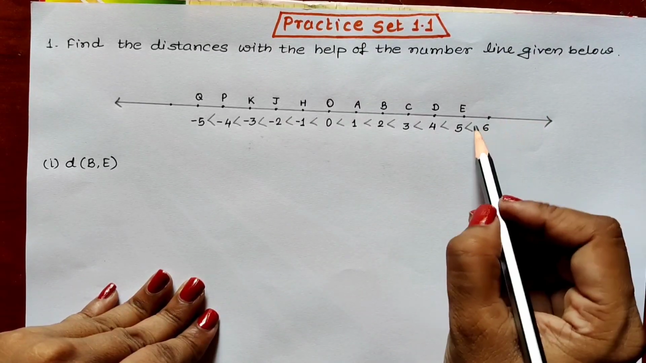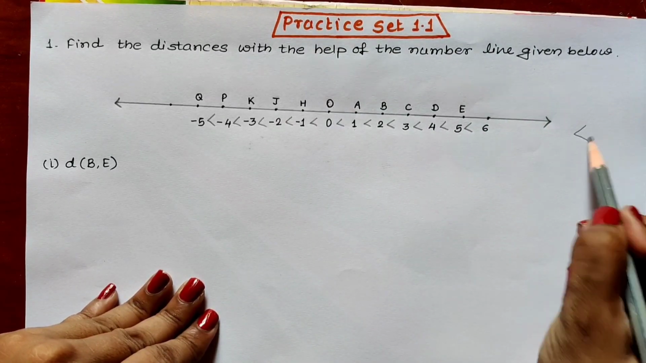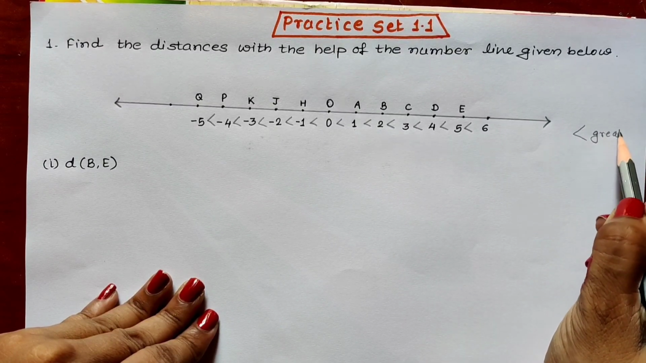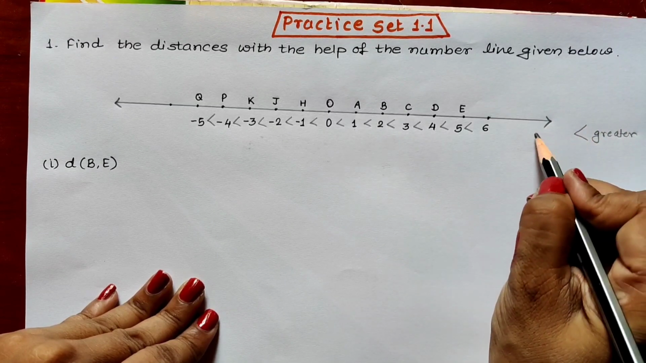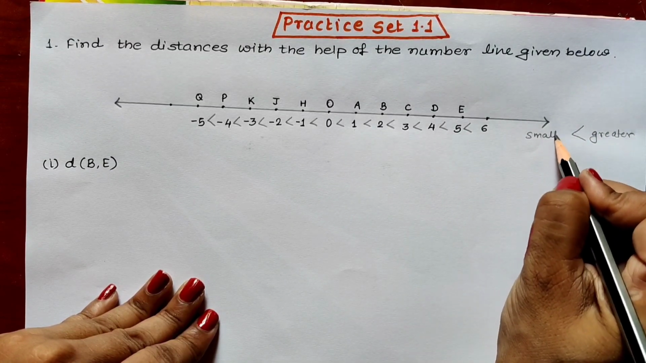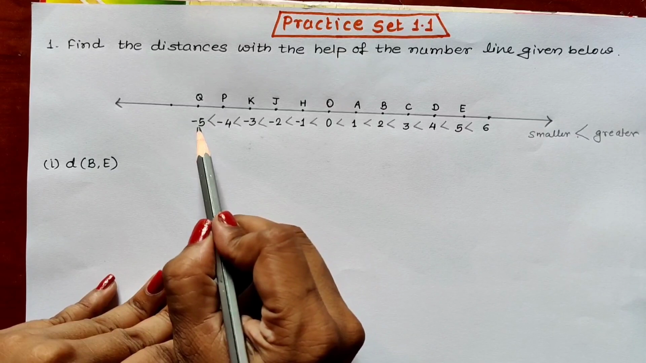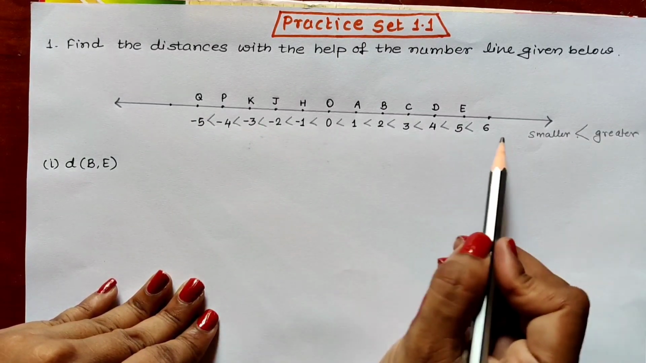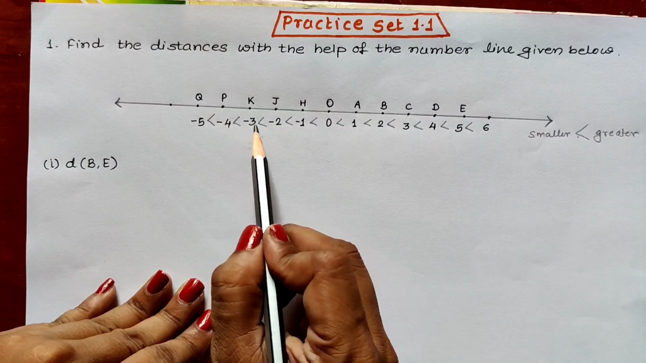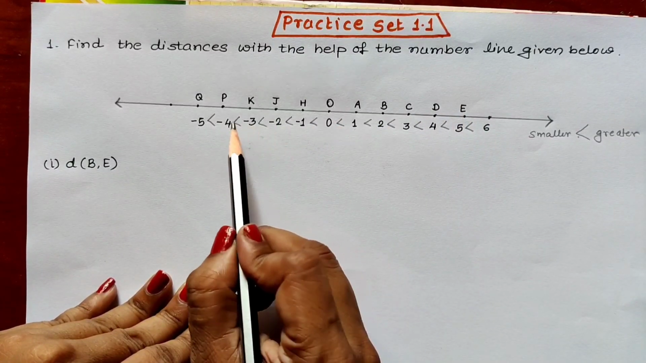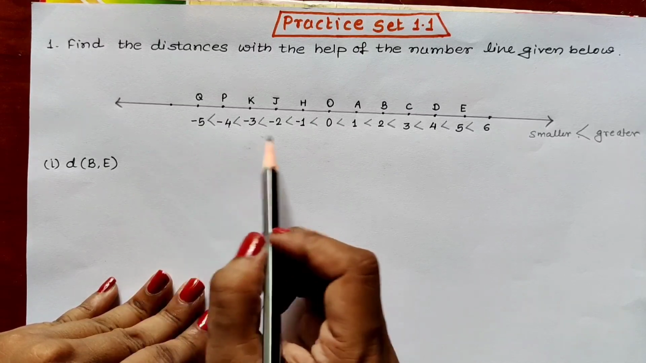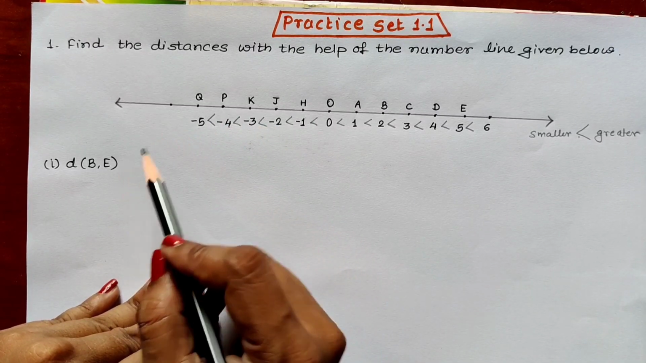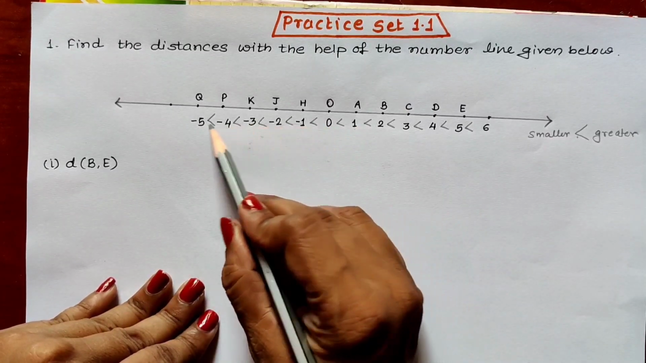So this sign means what? This symbol means what? It is open at the side of greater number and it is closed at the side of smaller number. We all know. That means what? Minus 5 is smaller than minus 4, minus 3, minus 2, minus 1, like this. Minus 4 is smaller than minus 3. That means minus 3 is bigger than minus 4 and minus 5. Minus 2 is bigger than minus 3, minus 4, minus 5, like this. 0 is bigger than all these negative numbers.